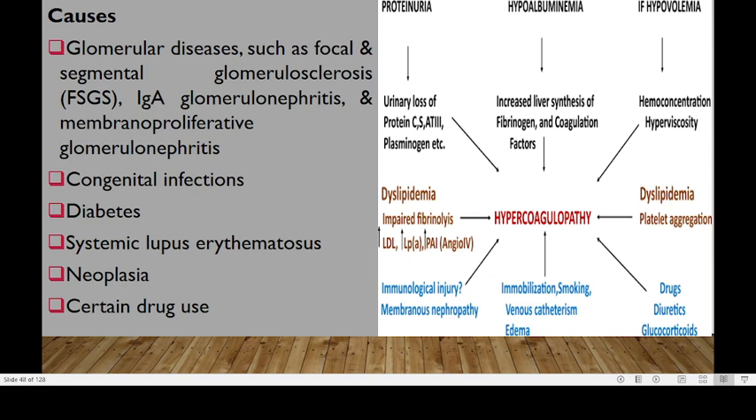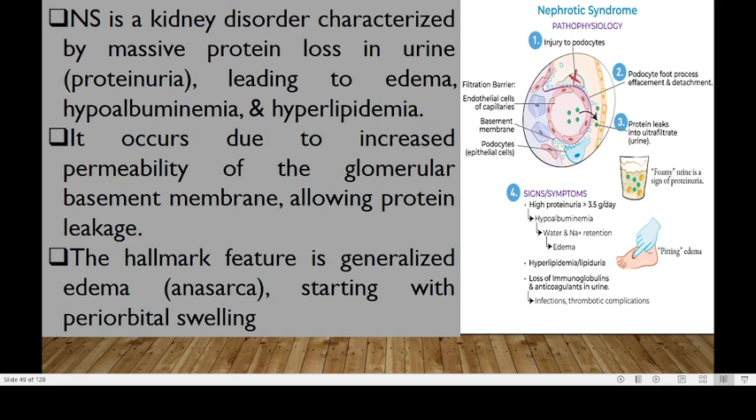So glomerular diseases such as focal segmental glomerulosclerosis, immunoglobulin A glomerulonephritis, and membranoproliferative glomerulonephritis can be the causes, along with congenital infection, diabetes, SLE, neoplasia, and certain drug use can predispose and cause this disease. Nephrotic syndrome is a kidney disorder characterized by massive protein loss in urine.